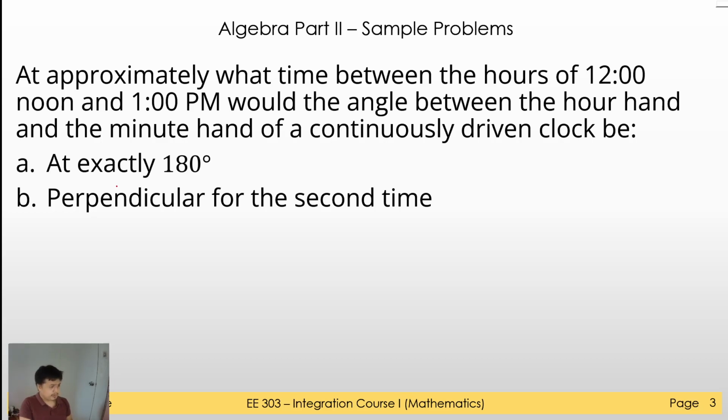Okay, for letter A, we can imagine our clock. It should be between 12 o'clock and 1 p.m. So when would they be exactly 180 degrees? Meaning, let's say this is your hour hand, and this is your minute hand. So this should be 180 degrees, no? So what is the scenario we're in?